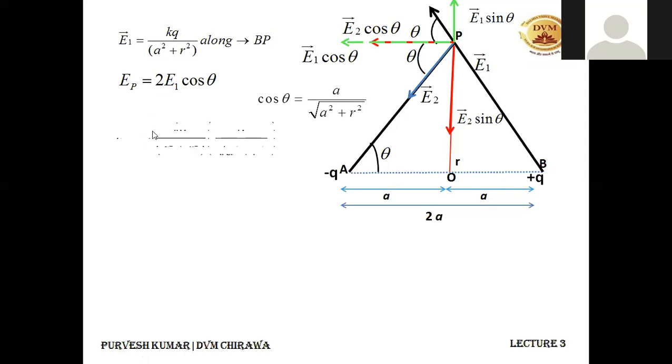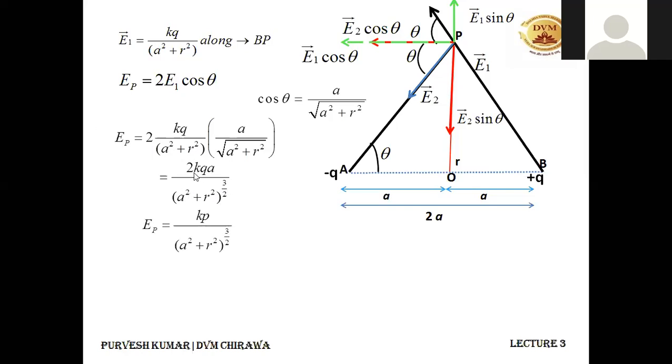Put these values over here. You get something like this. Twice, in place of E1, I have written KQ upon A square plus R square. And in place of cos theta, I have written A upon root of A square plus R square. Now, this comes out to be 2 KQA in the denominator A square plus R square to the power 3 by 2. Because it is power half and it is power 1, 1 plus half is 3 by 2. The coefficients are the same, the power gets added up. So it becomes 2 KQA upon A square plus R square to the power 3 by 2.